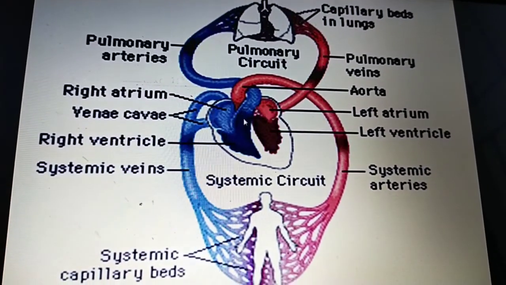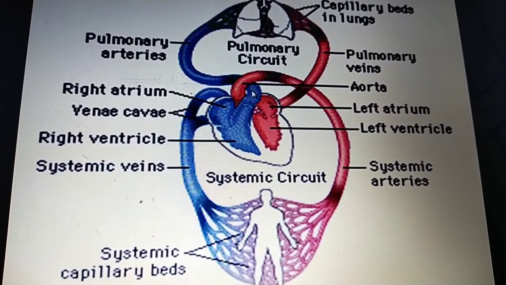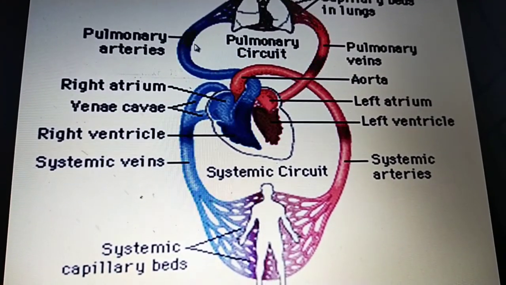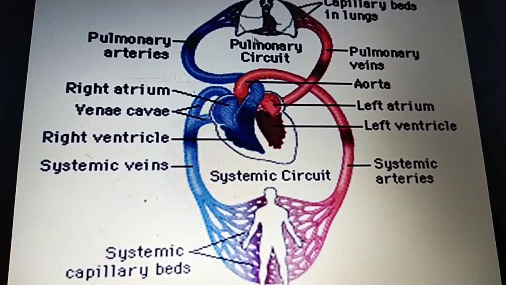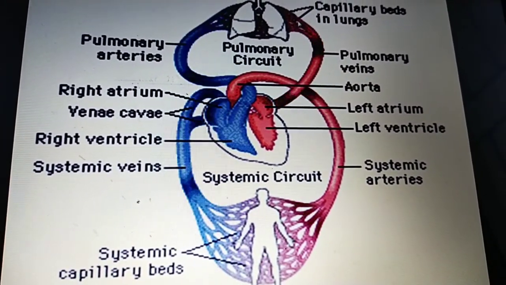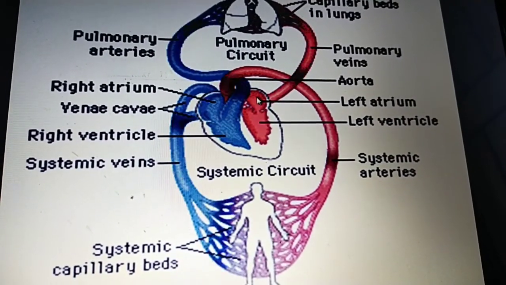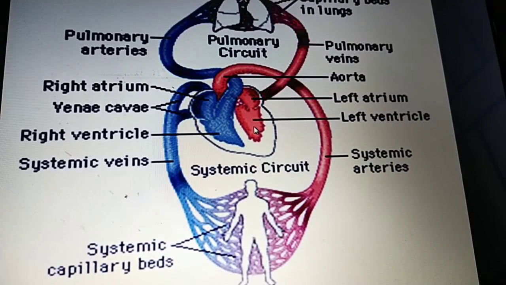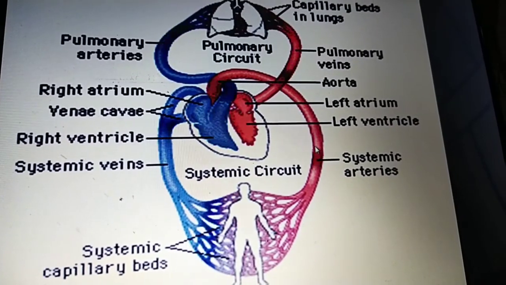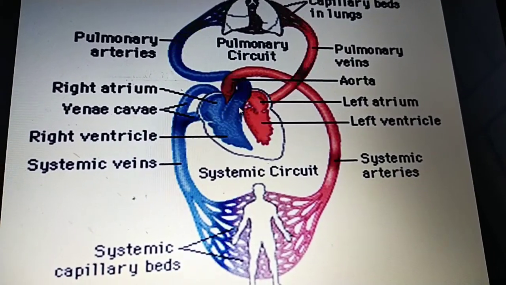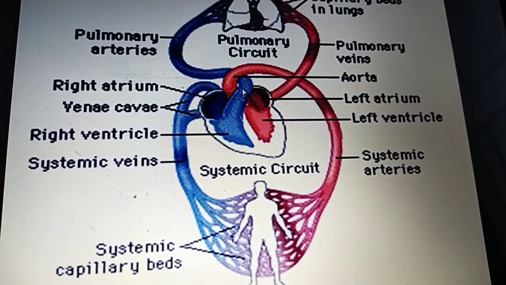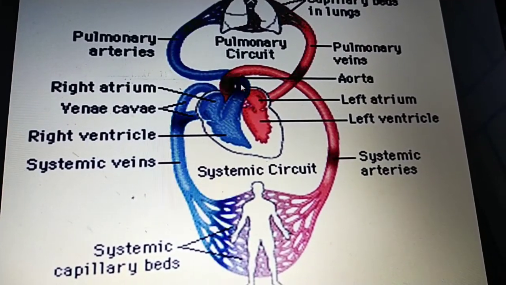From the heart it will go through the pulmonary artery to the lungs, and in the lungs gas exchange takes place, and then from the lungs it comes to the left atrium and left ventricle to the systemic circulation. First, what is meant by an artery? An artery means a vessel which carries blood away from the heart.